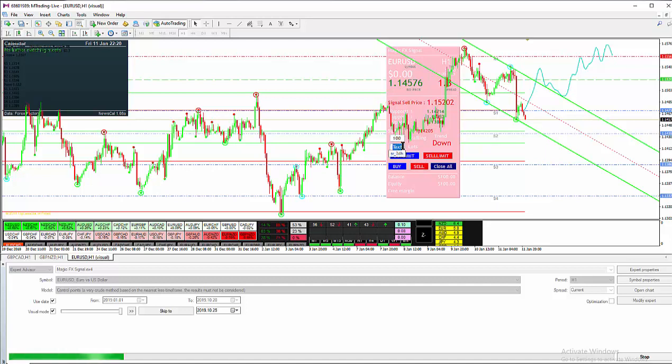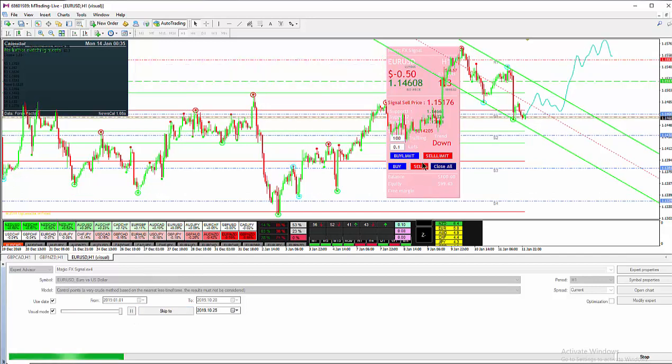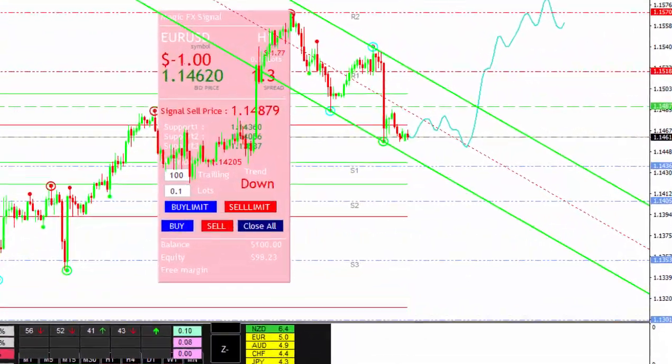Hello guys, today we show you how to trade with Magic FX signal. Even those who do not know technical trading can make a profit, just click follow signal from the program.